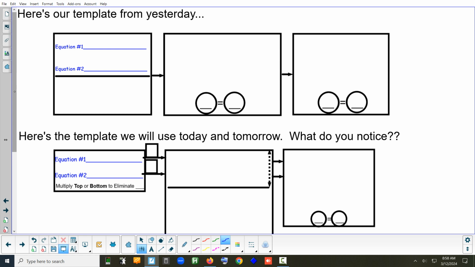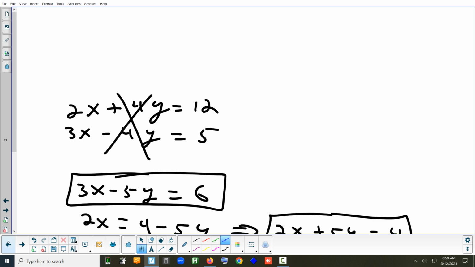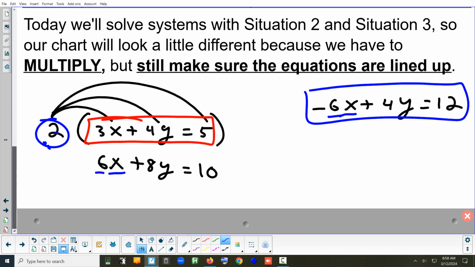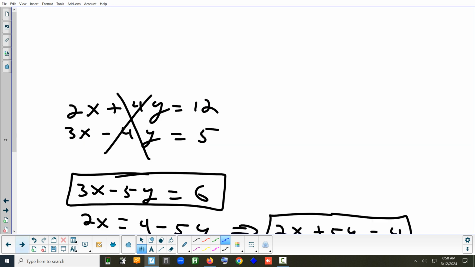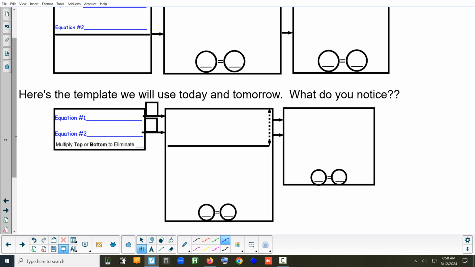And because these boxes are here, that box is going to contain this number. It's the number that you're going to have to multiply the equation by. Right? So that's what that extra box is there for. Everything else is pretty similar, okay? But that's the only extra step.